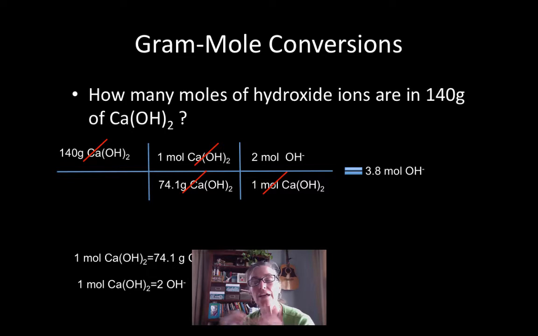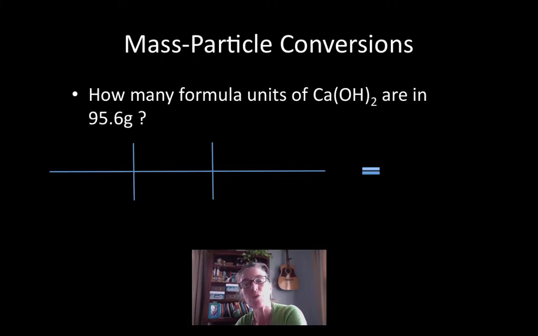hydroxide ions. And if I do mental math, this makes sense to me, because 140 grams is 2 times as much as 74 grams. So I know that 140 grams is going to be about 2 moles. But I know for each mole of calcium hydroxide, there's twice as much hydroxide ions. So I know that's going to be 2 times as much as 2, which is 4. And I see that my number is around 4, 3.8. So it's always good to do mental math to see if you're in the right neighborhood with your answer.